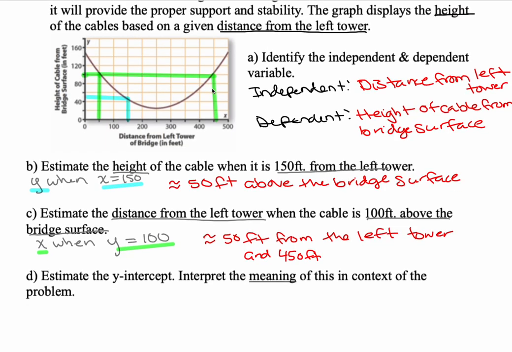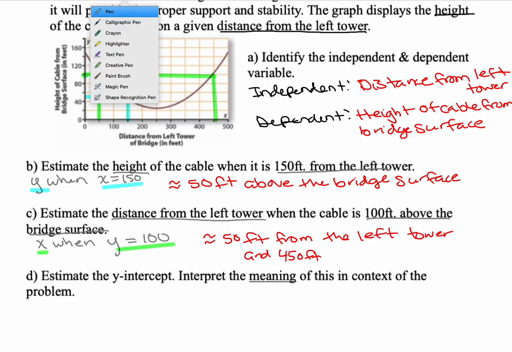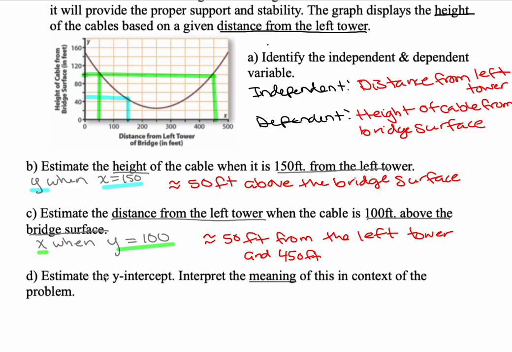Our next question says, estimate the y-intercept and interpret the meaning of this in context of the problem. Again, the meaning is going to be about the actual bridge. So we want to find the y-intercept, and that's again when the graph is crossing the y-axis, or when x is equal to 0. That is roughly here, approximately (0, ...), and if that's about 140 in the middle, the y-intercept would probably be about 150.